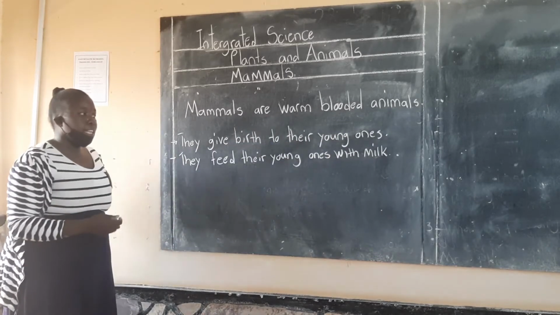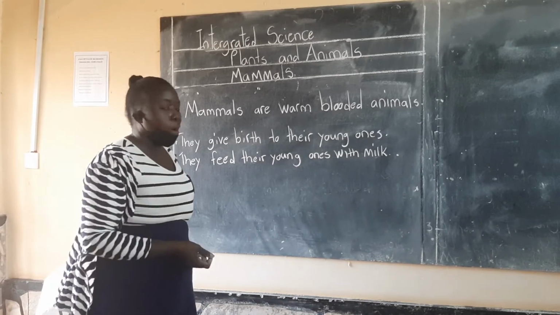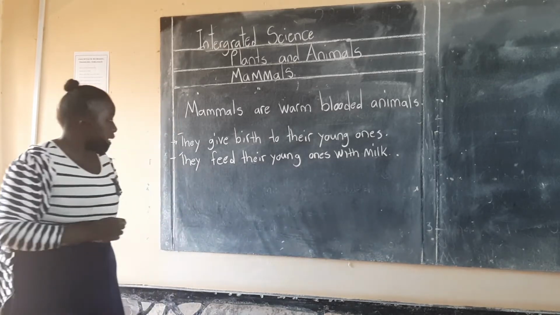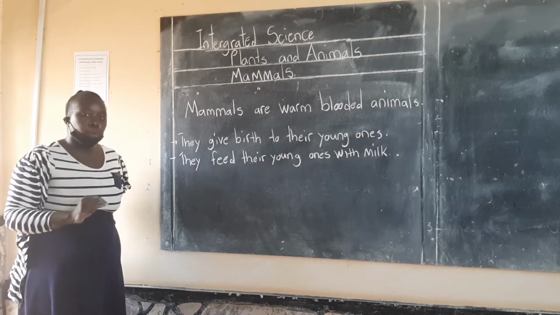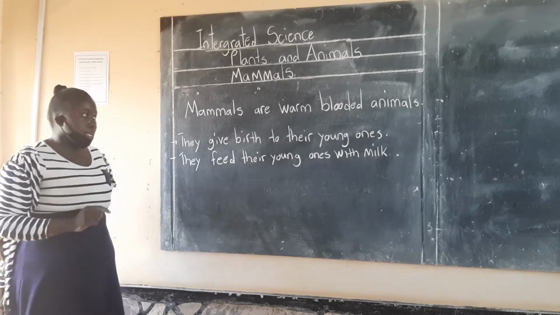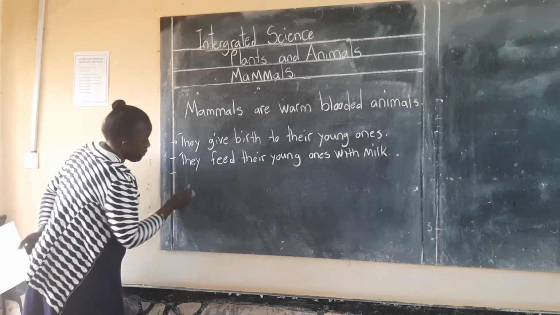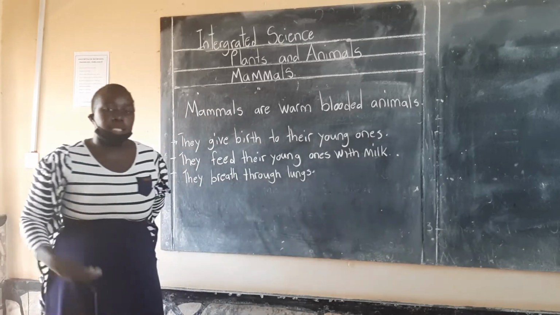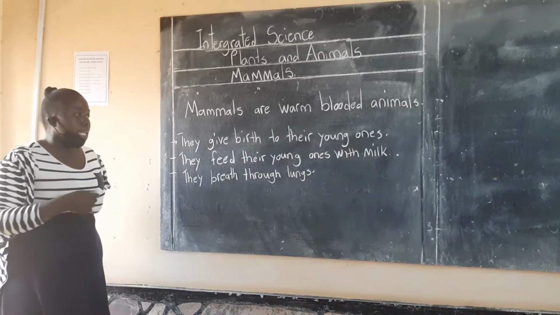mammals feed their young ones with milk. Immediately their babies or their young ones are born, they depend on milk. And then the last characteristic of mammals is that they use lungs to breathe, or they breathe through lungs.